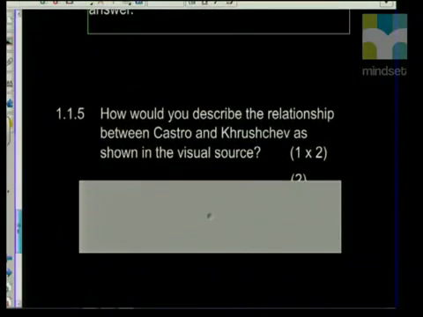And then the next question is, how would you describe the relationship between Castro and Khrushchev as shown in the visual source? Okay, so now that is looking at the visual source. So we're going to look at the visual source together. But then, if you look at this question, they're saying, how would you describe it? You are asked for your own opinion there, but it's an informed opinion, informed by what you have seen.